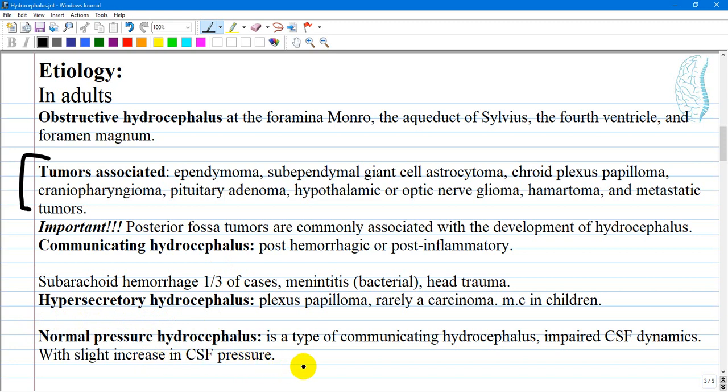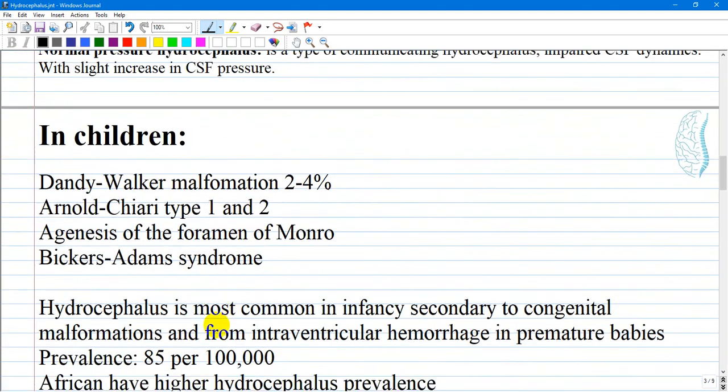NPH, or normal pressure hydrocephalus, is a type of communicating hydrocephalus with a not fully understood pathogenesis. Impaired cerebrospinal fluid dynamics cause it, with slight or no increase in intracranial pressure.